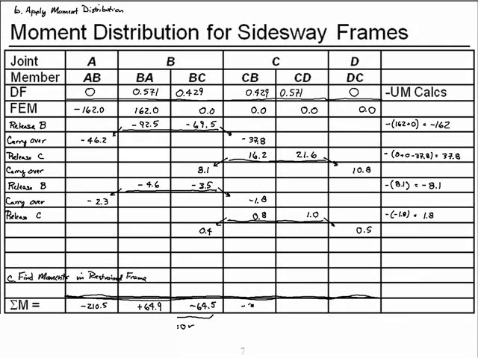We have a negative 22.6 foot kips. Add up all in this column. We get a positive 22.6 foot kips. These add exactly to 0. That's a good intermediate check. We'll add all of these. The reaction at B is 11.3 foot kips.